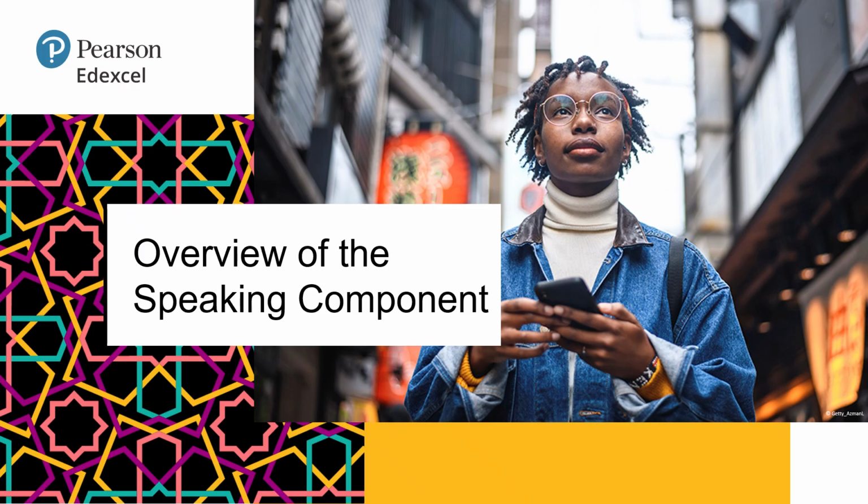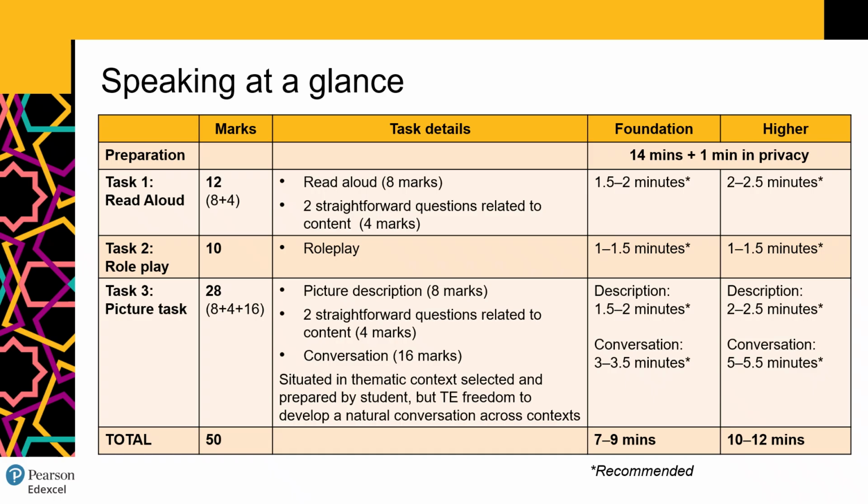Our first section is an overview of the speaking component. Speaking at a glance. This slide shows you the key details about timings and mark allocations for each task of the speaking paper. I'm going to highlight a few of the most important points. Firstly, the 3 tasks for the speaking paper must be taken in the specified order. Firstly, the read aloud with follow-on questions. Secondly, the role play. And thirdly, the picture task, which has 3 sections: the picture description, follow-on questions, and then the broader conversation. The demand of the task ramps steadily.